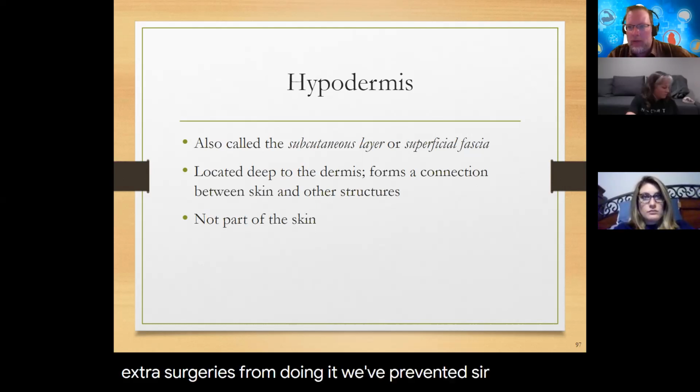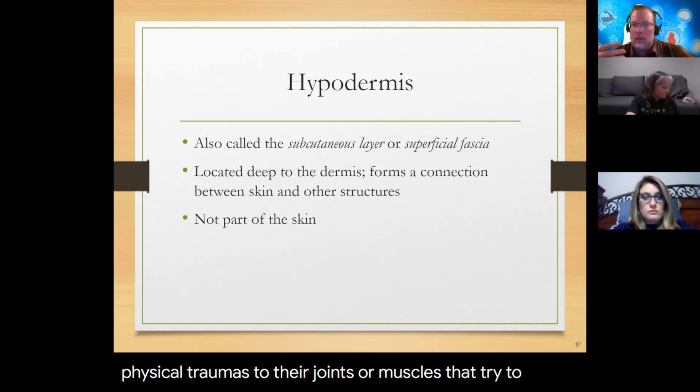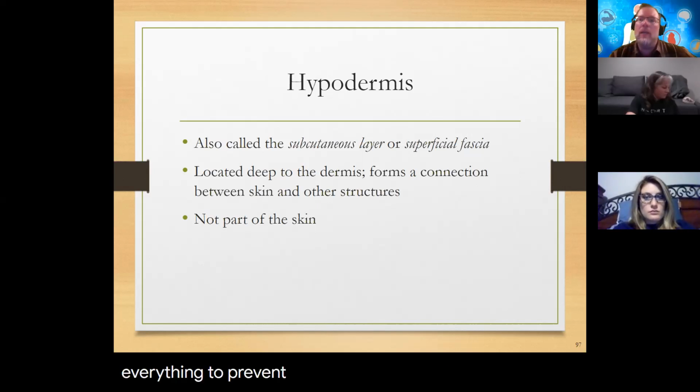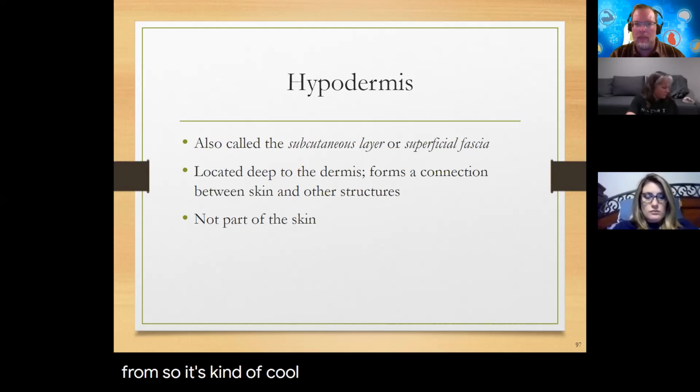Some folks who have physical traumas to their joints or muscles try to do everything to prevent having surgery. Myofascial release oftentimes is the only thing we can ever get any results from. So it's kind of cool. But anyway, not part of the skin.